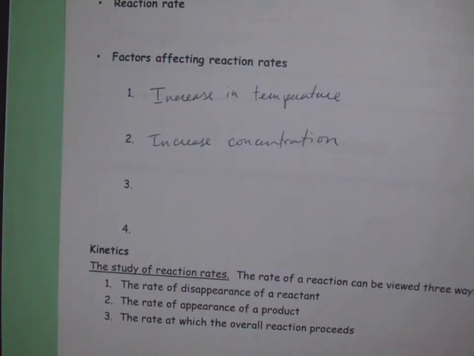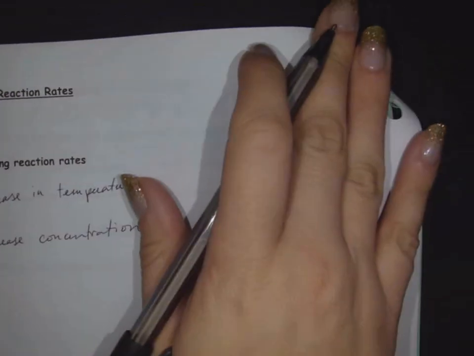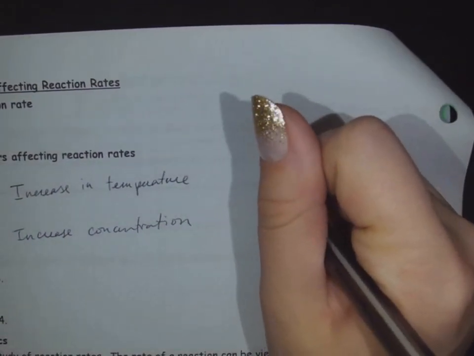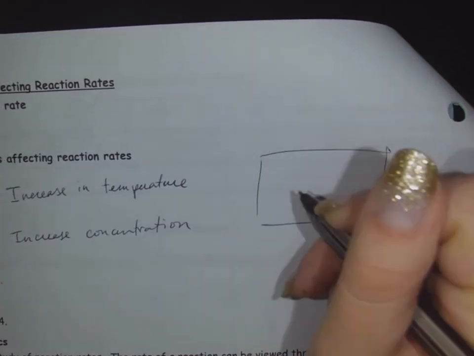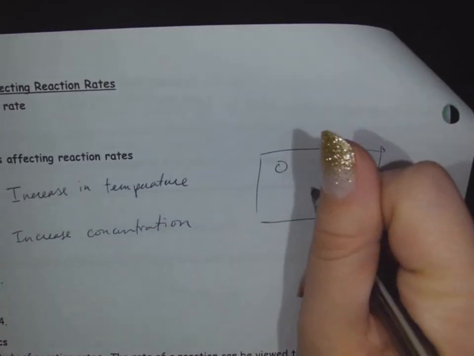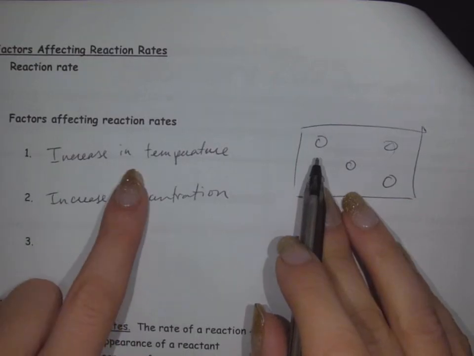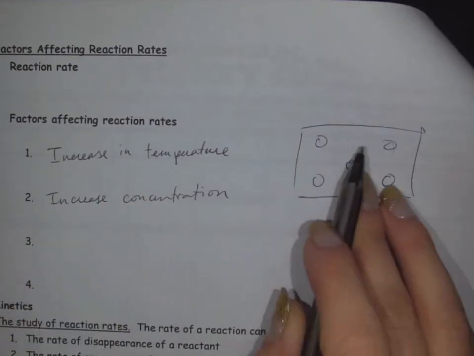Let's put more stuff into the same amount of space. So if we think about bumper cars right now, I love this analogy, I think it works really well. Let's get a little bumper car arena, and I've got my bumper cars in there. So if we increase the temperature, that would mean that the bumper cars move faster.